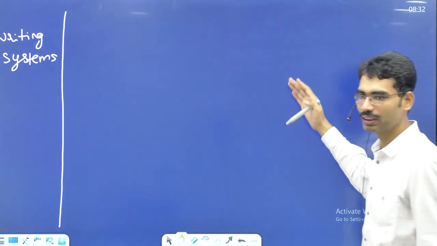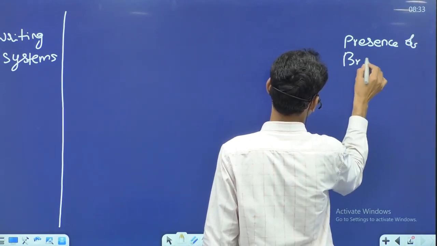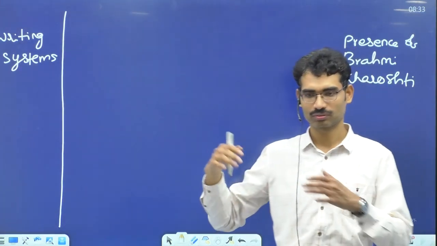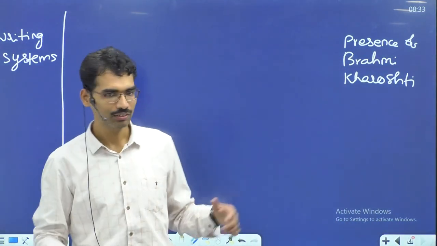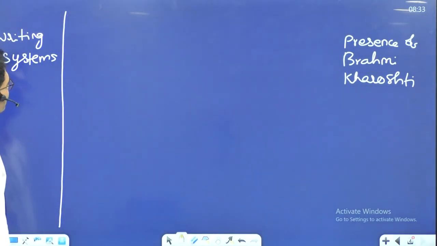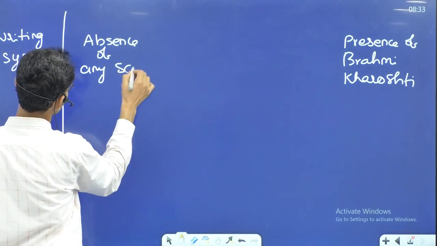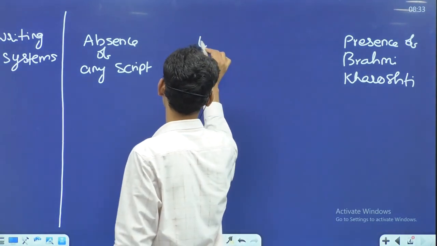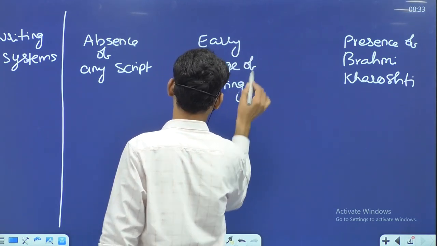Presence of scripts like Brahmi script, Kharosthi, Aramaic. Gradually, after the Mauryan time period, we will have these scripts in our Indian context. Here, absence of any script, absence of any writing system. And here, early stage of writing system.